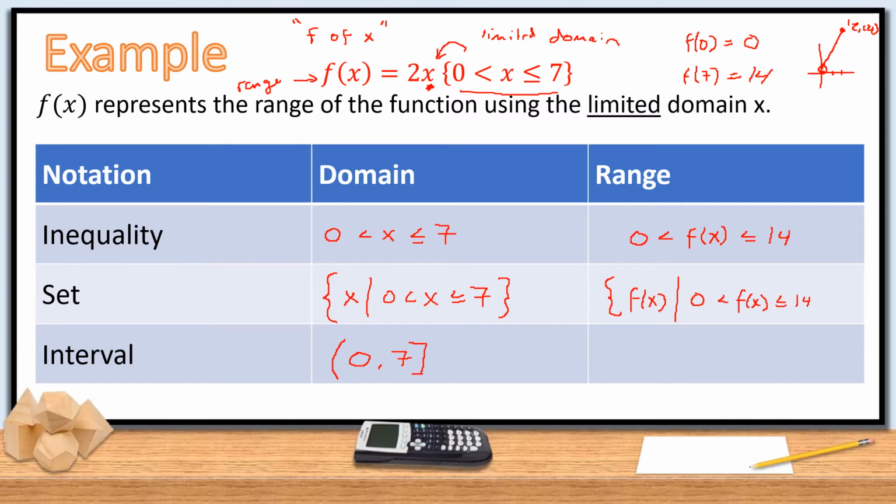And a common question I get is, well, can I just use y instead of f of x? My answer will be match whatever is given to you in the question. If this one had said y equals 2x, then we'd be using y, but since it says f of x, we're going to use f of x. If it's from a graph, it's up to you. Interval notation, lowest value 0, highest value 14, and the brackets will match what happened in the domain. 0 not included, 14 is.